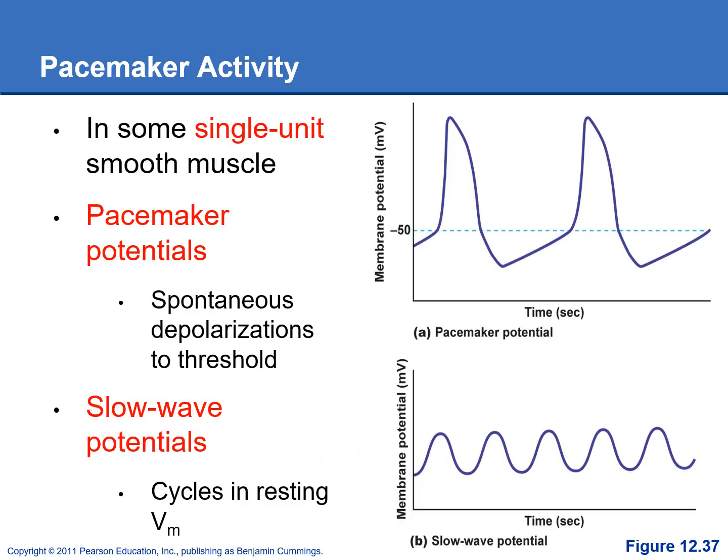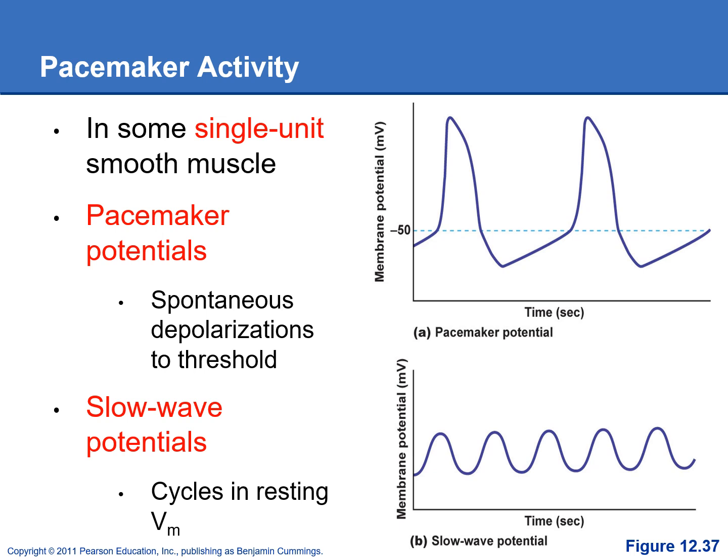In some single unit smooth muscle cells, they are autorhythmic, meaning that they can generate their own action potentials all by themselves. We're going to see that again when we get to cardiac muscle. There are two ways that single unit smooth muscle cells can spontaneously depolarize and reach threshold. The first way is they could create these pacemaker potentials. They just spontaneously depolarize, reach threshold, get an action potential, contract, relax, and then do it over again. We can also have slow wave potentials where the resting membrane potential is not stable and will actually fluctuate. So sometimes they reach threshold and get an action potential, and sometimes they don't.